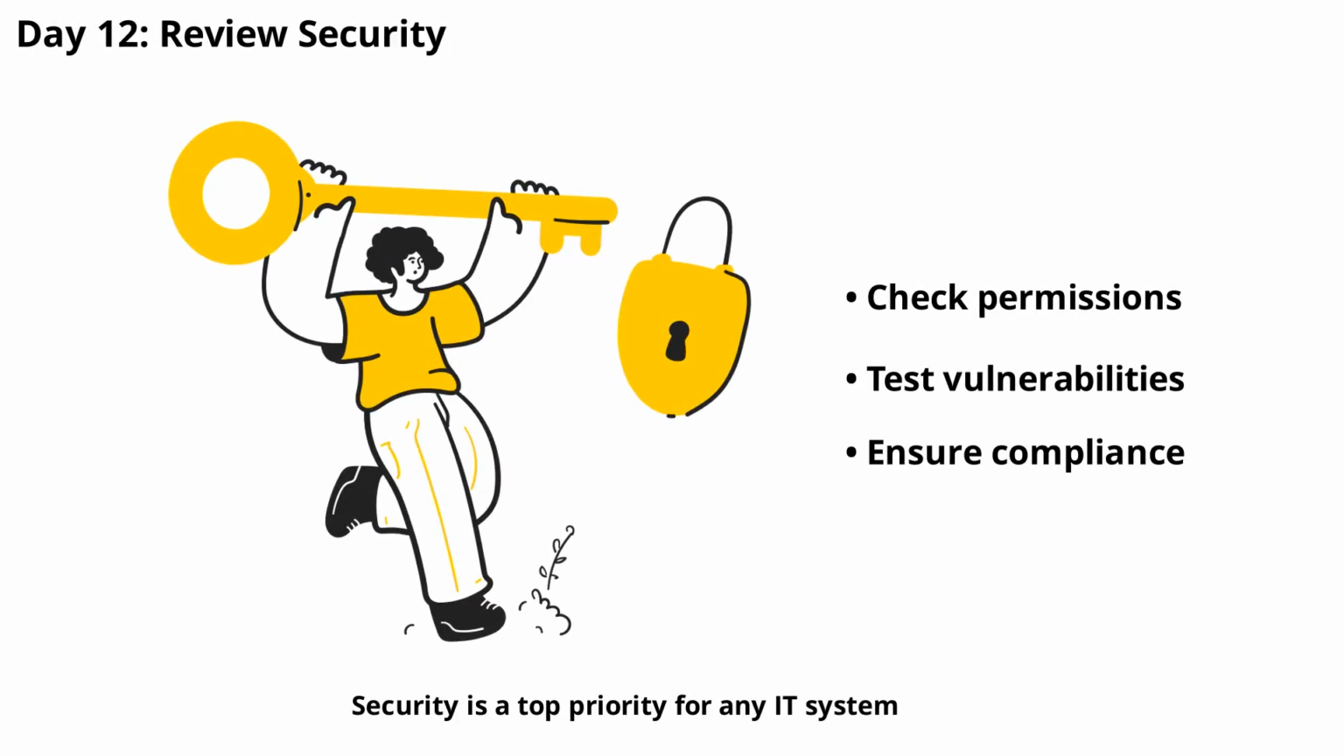Security is a top priority for any IT system. Review the ITSM software's security settings, user permissions, and access controls. Test for vulnerabilities and ensure compliance with your organization's policies. Involve your security team to perform a quick audit if possible. Address any gaps immediately to protect sensitive data and maintain user trust.